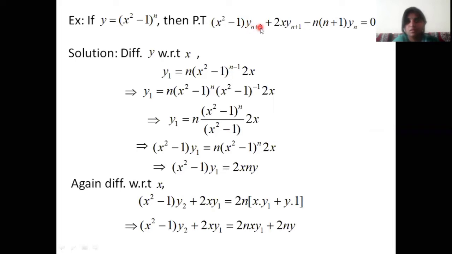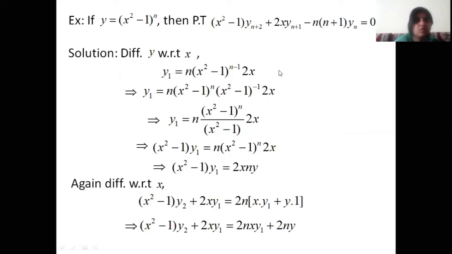So how will you get this? See this term, how will you get this term y(n plus 1)? If this problem had only this term and not this term, then we would have just differentiated this once and taken its nth derivative using Leibnitz theorem. But here you are having this also, y(n plus 2). So you need to differentiate this twice and then take its nth derivative using Leibnitz theorem.